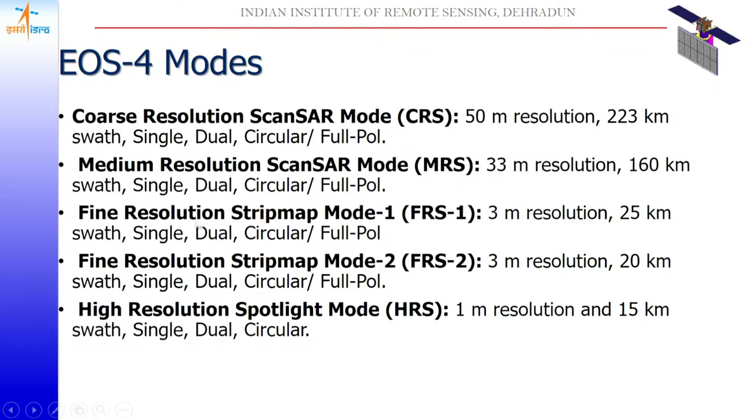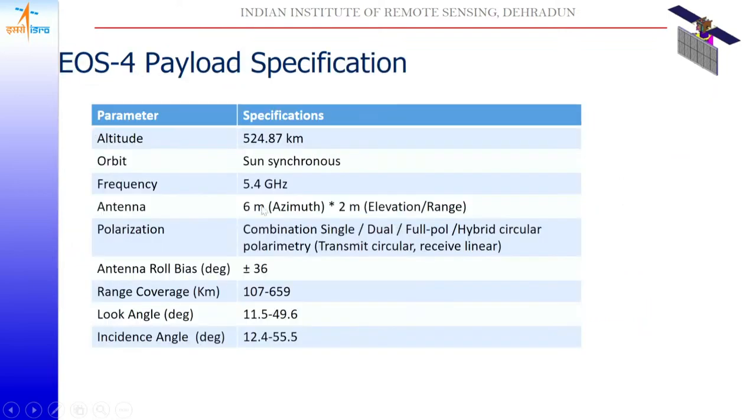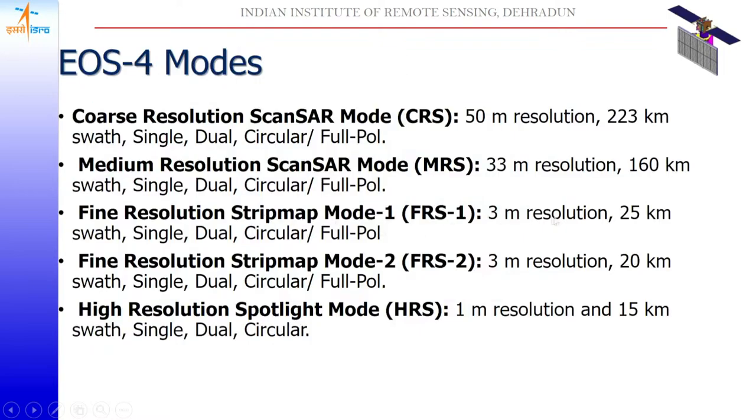So it is 50 meter in the CRS and 33 meter in the MRS. Next are the two strip map modes: strip map mode 1 and strip map mode 2. That is the fine resolution. Because the antenna is 6 meters, we get L by 2, 3 meter resolution in the strip map mode, with 25 kilometers. You can see the swath is limited in FRS1 and FRS2. FRS1 has a 25 kilometer swath, and here we have a 20 kilometer swath.